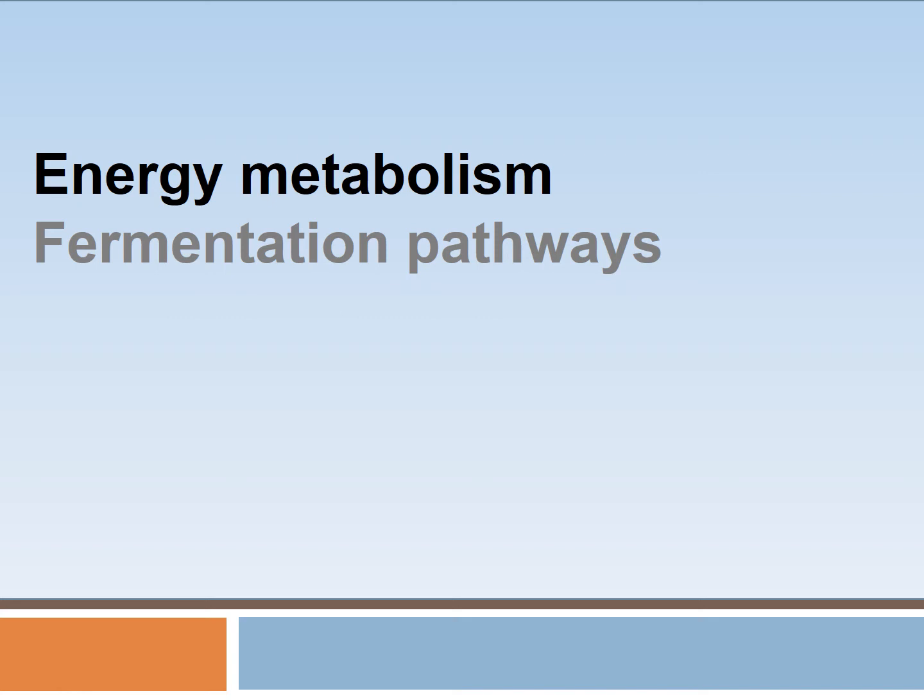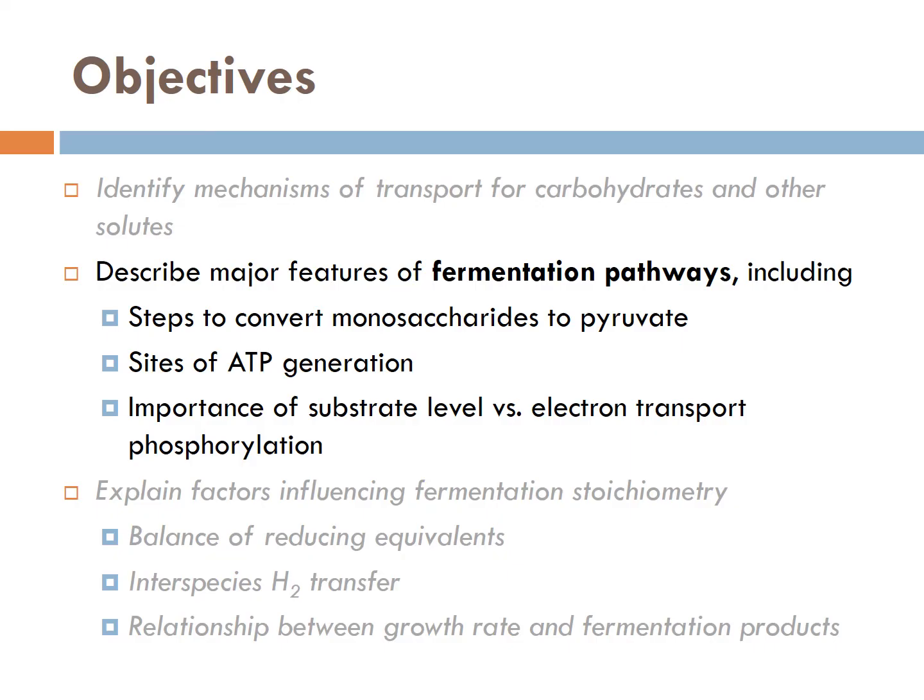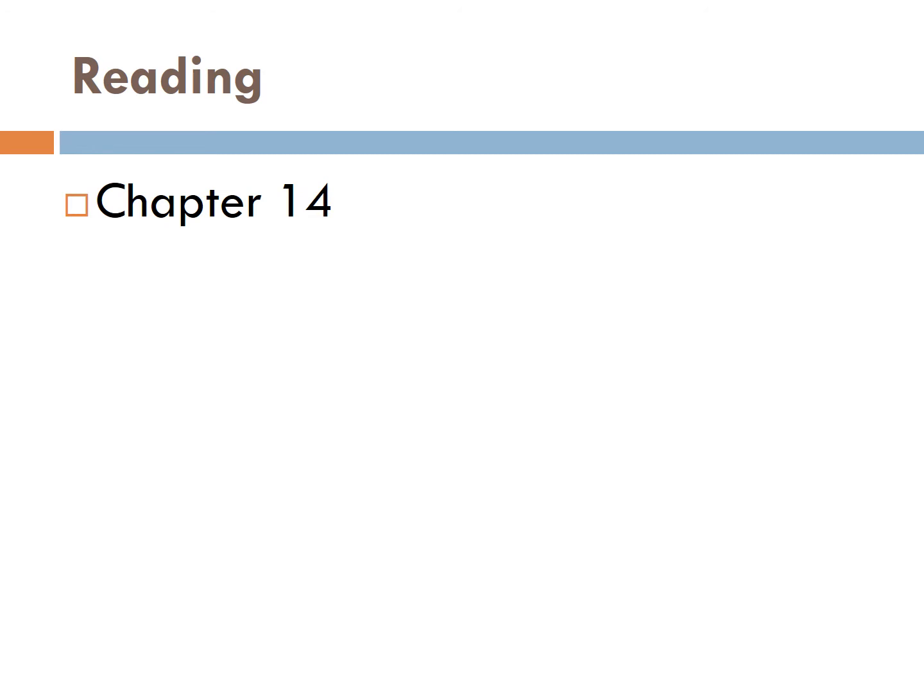This lecture continues our series of 3 about energy metabolism. We'll talk about fermentation pathways. At the end of this lecture, you should be able to describe major features of fermentation pathways, including steps to convert monosaccharides to pyruvate, sites of ATP generation, and the importance of substrate level versus electron transport phosphorylation. Your reading is Chapter 14 from the textbook.